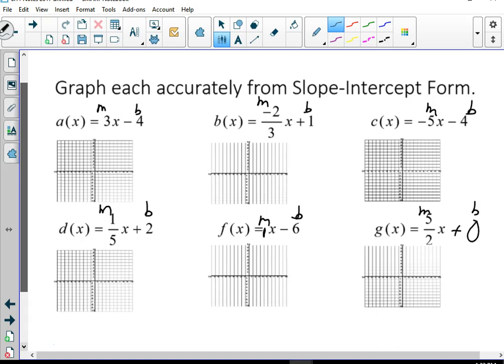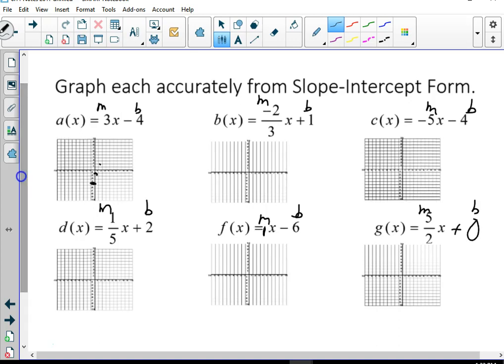So do your best. I know it's a really small graph, but -4 is down here. Okay, and you're going to go up 3, right 1, something like that. And you're going to have a line that looks pretty close to that. It doesn't have to be exactly perfect. They're tiny little graphs. Just do your best.